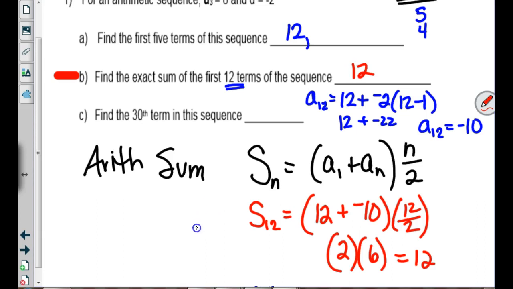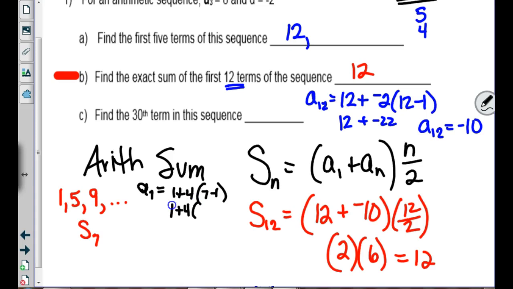Can I do another question like that real quick? It doesn't have so many 12s. If we had this sequence, and I told you it was arithmetic, and I wanted the sum of the first 7 terms, we'd have to find the 7th term. How would that go? A sub 7 would be 1 plus 4 times 7 minus 1. Everybody with me here? Which would be 1 plus 4 times 6, or 25. Anybody getting that?